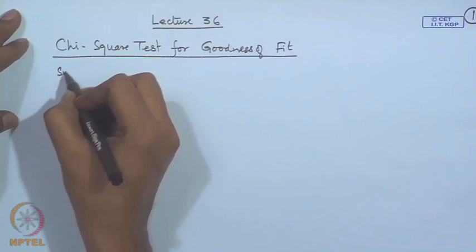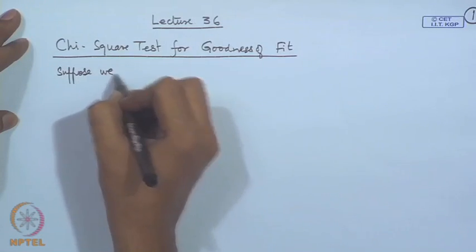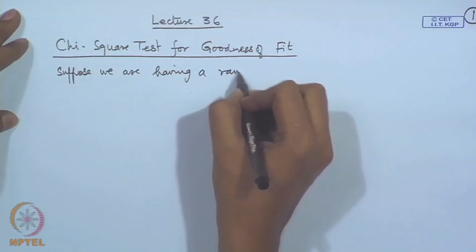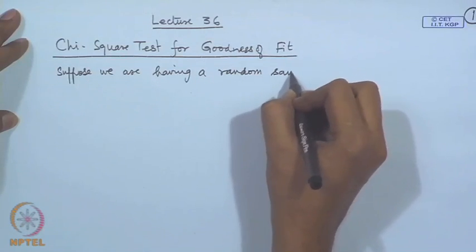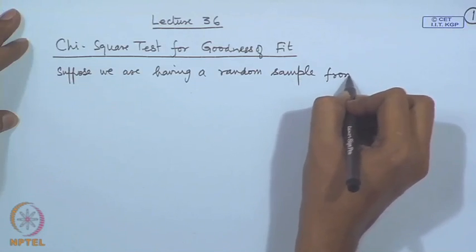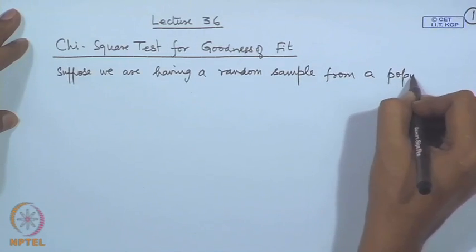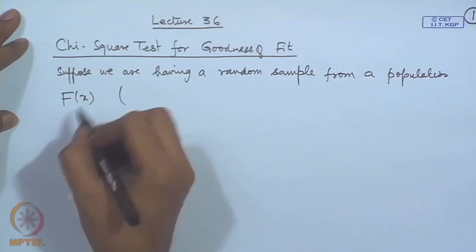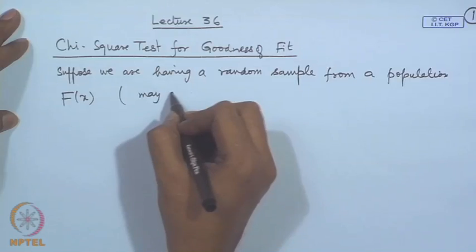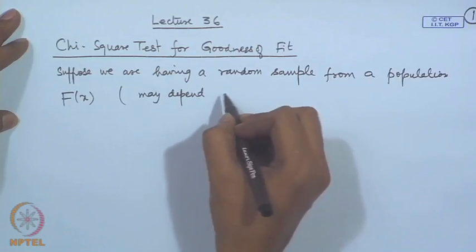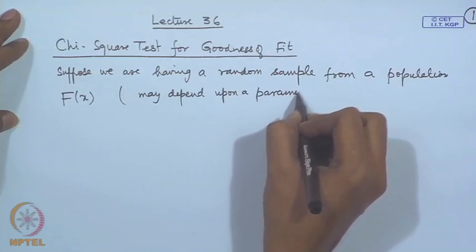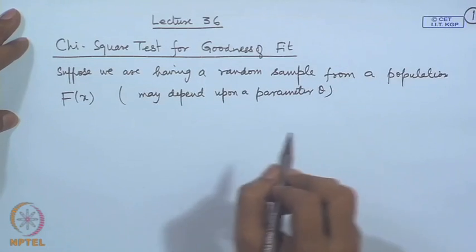So, the model is like this. Suppose we have a random sample from a population, say f(x). Now, this f(x) may depend upon a parameter, it may not depend upon a parameter. So, it may depend upon a parameter theta. In the non-parametric situations, we may not consider this theta here.